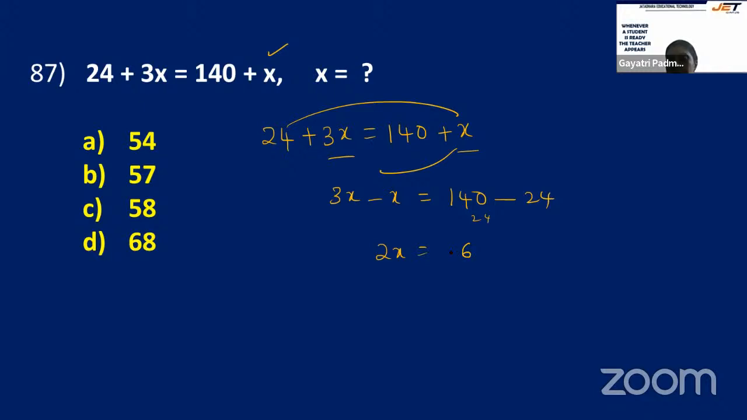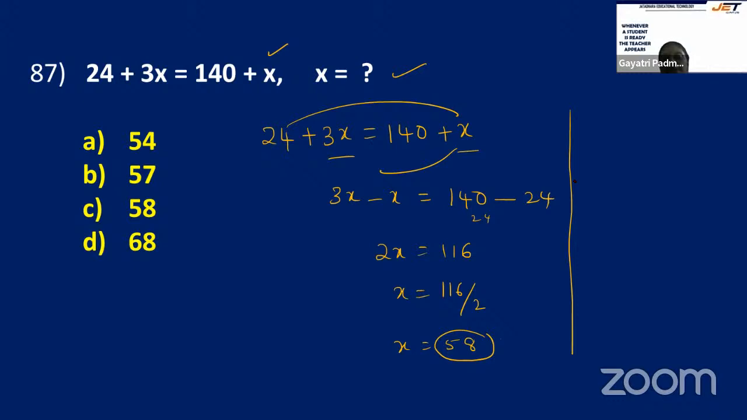10 minus 4 is 6. 3 minus 2 is 1. So you are getting 116. So what is x? x is equal to 116 by 2, which means x is equal to 58. 2 5s are 10, 2 8s are 16. All right. So at any time, such questions are a boon to you, right?